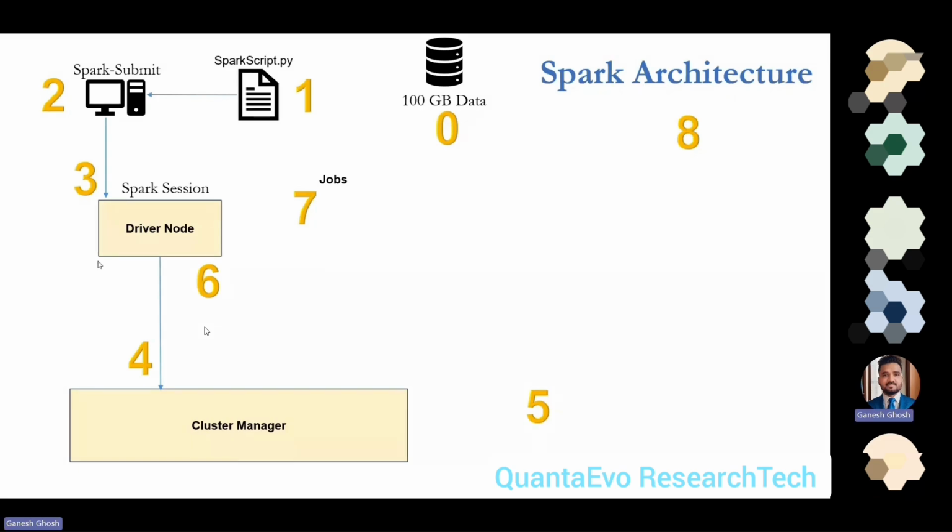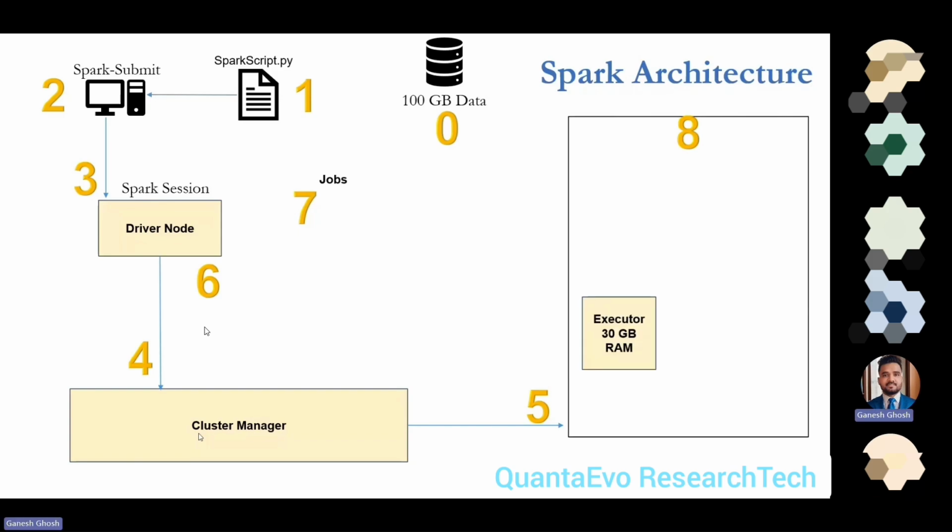Now the driver has decided, like the project manager decided how many people will be needed. Now it will come to the cluster manager, like the project manager going to the talent acquisition team. The driver will come to the cluster manager and request that I will need 4 executors to process this 100 GB of data, like the project manager asking the talent acquisition team for 4 people to process this project. Now the cluster manager will allocate those resources.